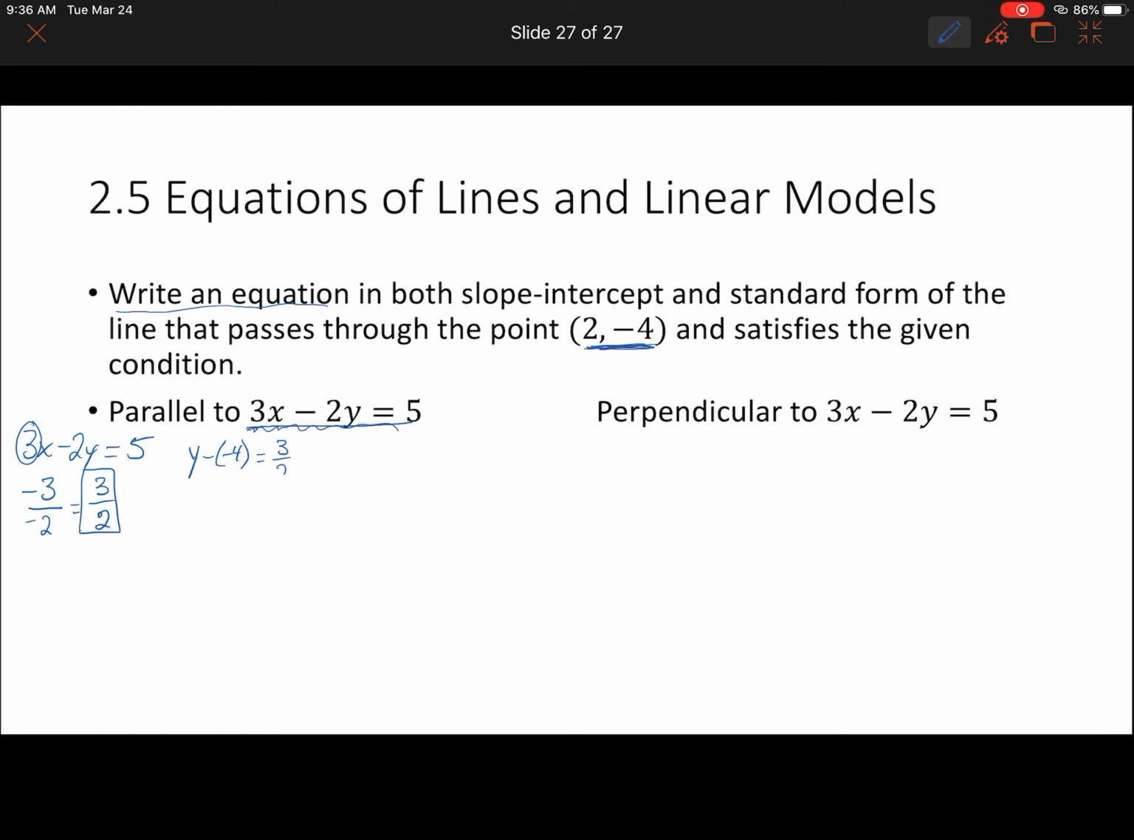And so we have y minus the y coordinate, which is -4, and that's equal to 3/2 times x minus the x coordinate, which is 2. Now, it says to put our equation in both slope-intercept form and standard form. So, if we do that, we can very easily put this into either of those forms.